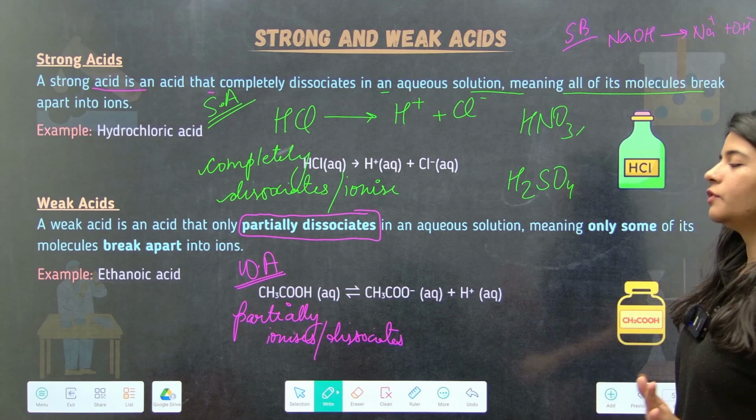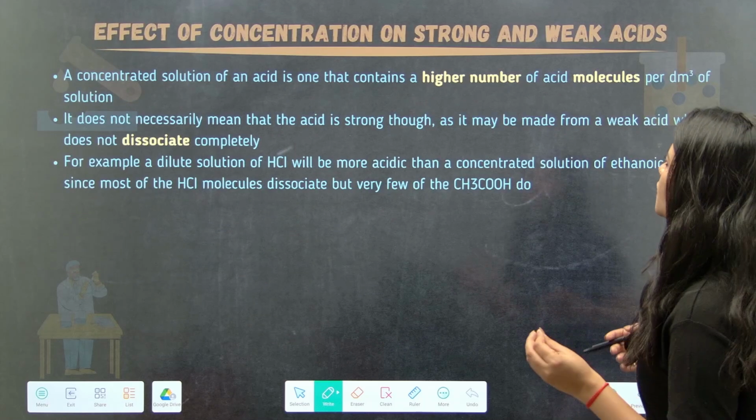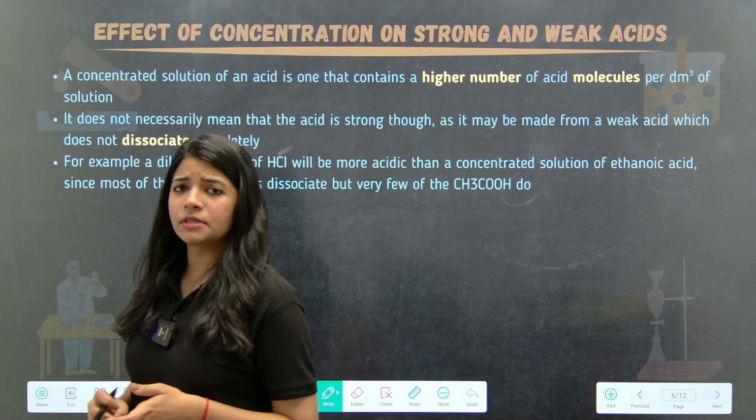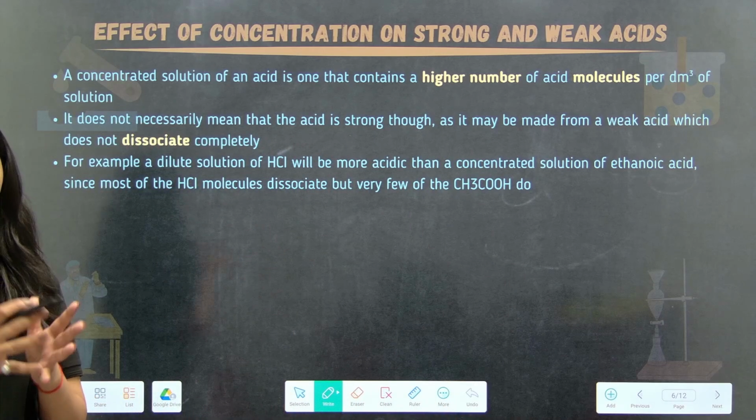Alright, I hope you have written this. Now let's move on to the next part, which is the effect of concentration on strong and weak acid. Now you must be wondering what happens if we increase or decrease the concentration of acid. Does it affect their strength also?